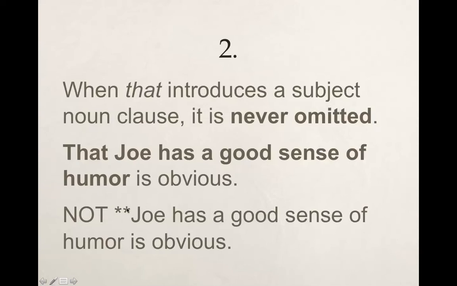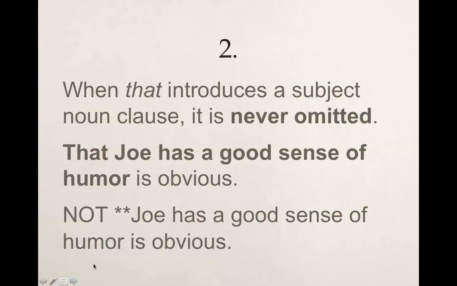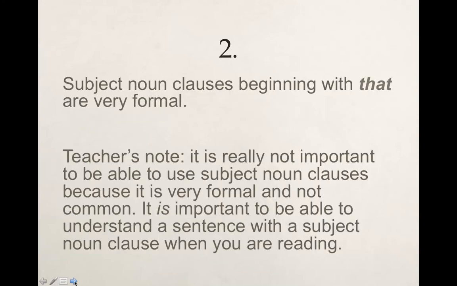When you see the 2 stars in front of a sentence, it always means that it's wrong. Let's go back and just compare again. In these sentences, the noun clause is the object of the verb, and that is optional. In this sentence, the noun clause is the subject of the verb, and that is required. You can't take it out. Okay, subject noun clauses beginning with that are very formal.